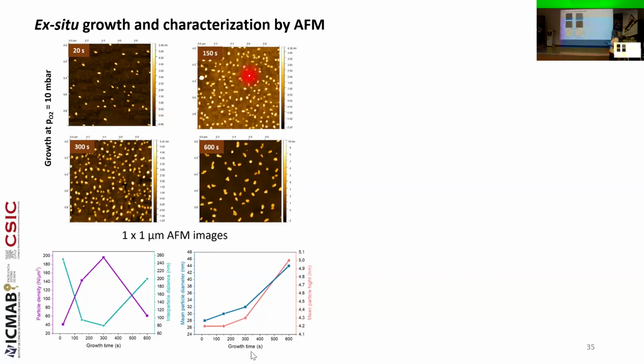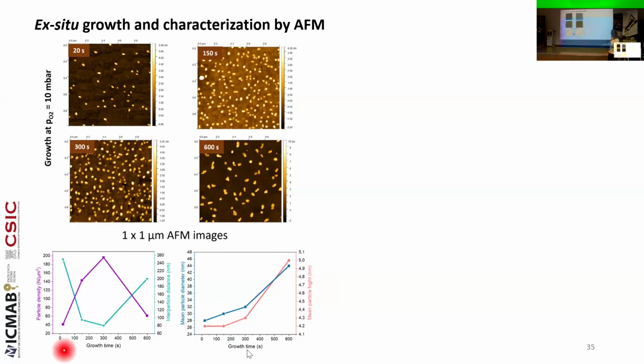So we grow these samples at the same growth conditions, and we allowed the nuclei to grow different times, called the dwell time here. So here you have the image after 20 seconds of growth, 150 seconds of growth, 5 minutes, and 10 minutes. And what we extracted from these images are the information on particle density in purple, interparticle distances in green, then the mean particle diameter in blue, and mean particle height in orange.